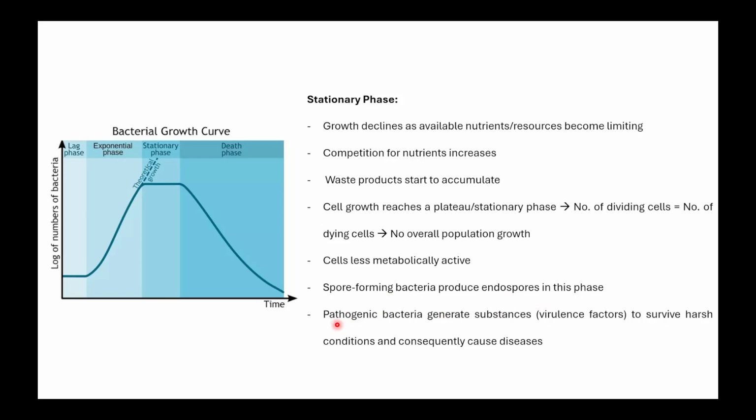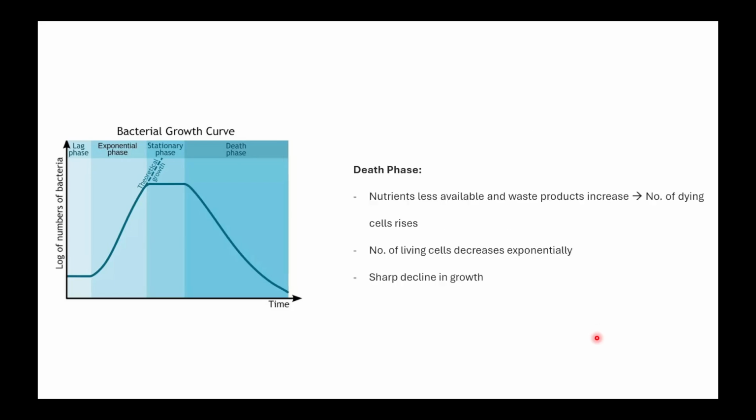And also, because there's competition among all the cells to use up the resources, pathogenic bacteria in this phase can generate certain substances or virulence factors that can help them to survive harsh conditions. And these virulence factors are what lead to different kinds of diseases in plants, animals, humans, etc.